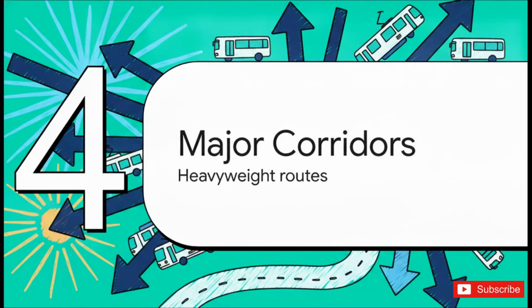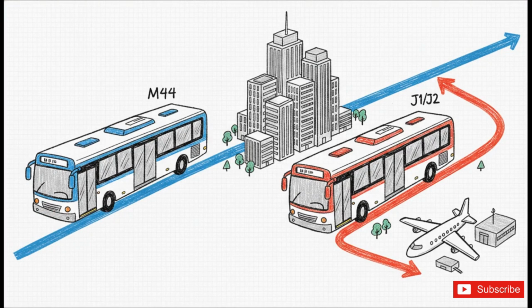Let's look at Section 4, Mastering Major Corridors. Now that we actually have this kind of transit superpower, let's apply it to some of Adelaide's absolute heavyweights. First up, we've got the Oban heavyweights. Take the M44. This is one of the longest and busiest cross-city routes in all of Adelaide, connecting Golden Grove all the way down to Marion. And notice that M prefix? Yup, it cuts right through the city.